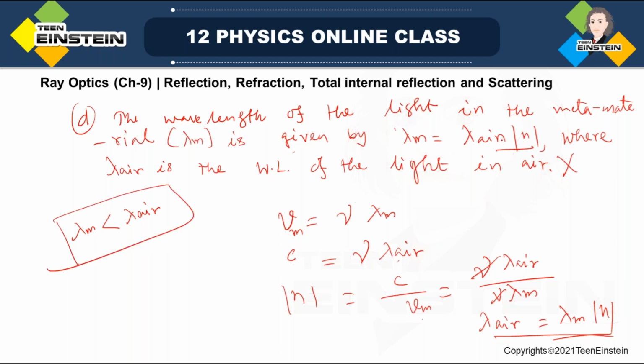But here this shows different. This problem is saying that lambda m is greater than lambda air, but that is not true. Why? Because they travel a very less distance inside the medium. So there is no way to become this. Lambda m always will be less than lambda air. So that is the thing.